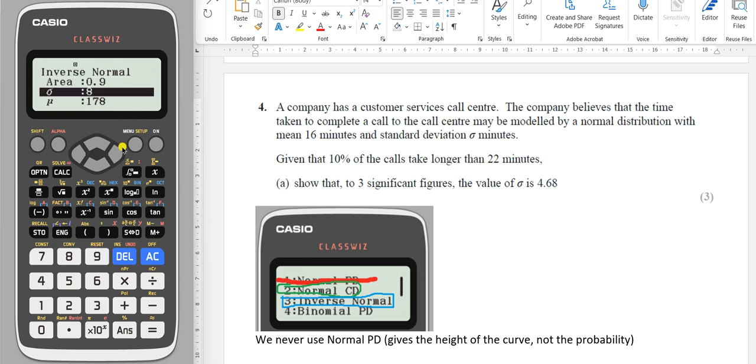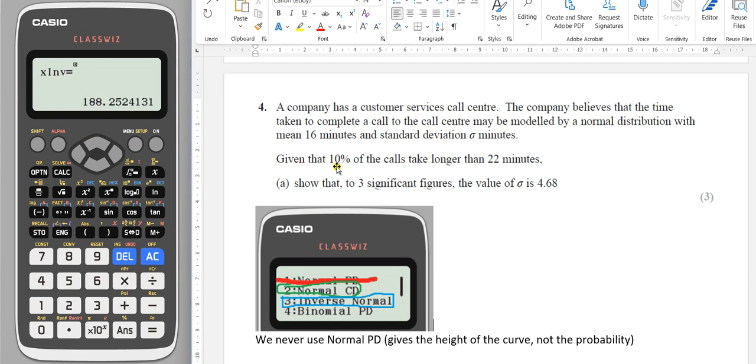To get the top 10%, you put 0.9. In other words, that number that we give to the inverse normal as an area corresponds to the area below a certain point. We're assuming there is no lower bound, and we're asking the calculator to give us the upper bound that corresponds to that probability. So that's what we're going to do here.